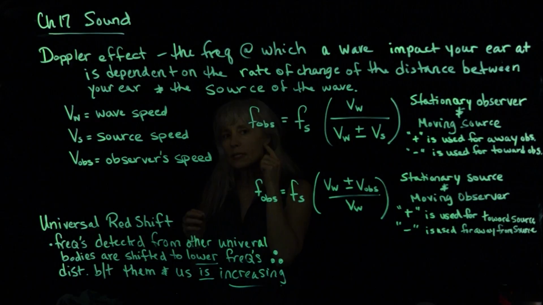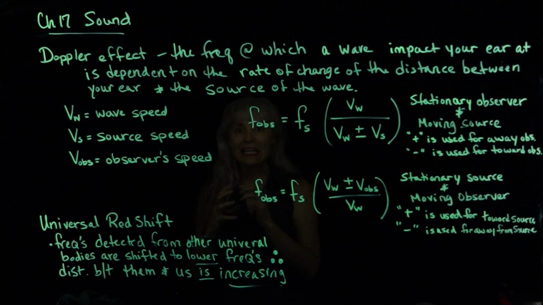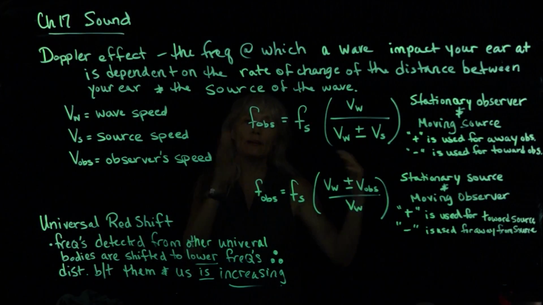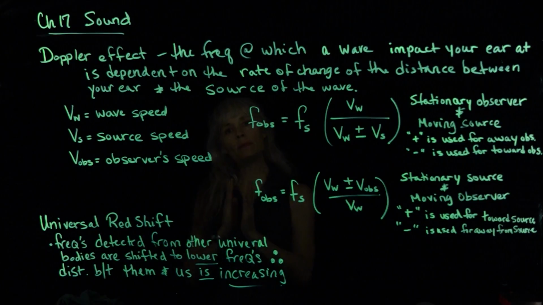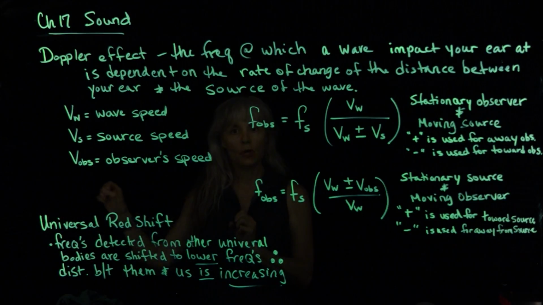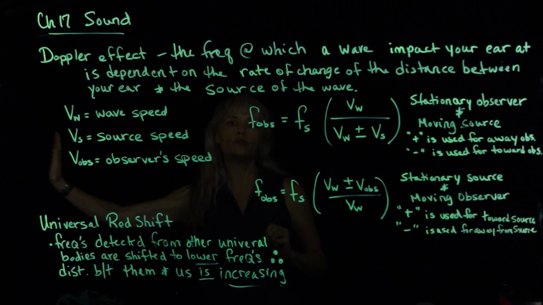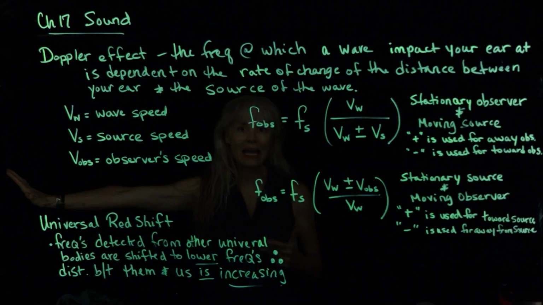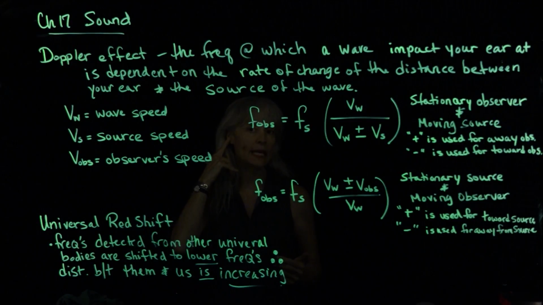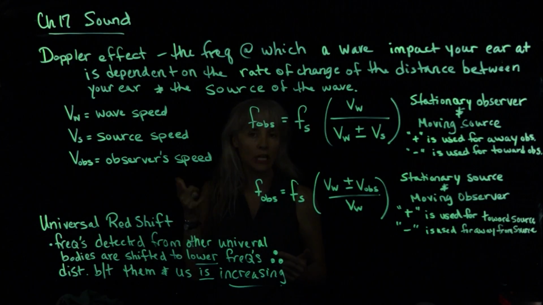And so the frequency at which those crests are impacting your eardrum is at a higher rate than if that ambulance was sitting still. When the ambulance is moving away from you, it emits a crest and then moves a little bit further away before it emits the next crest. As a result, the frequency at which those sound waves hit your ear is smaller than you would hear it if you were at rest with respect to that ambulance.